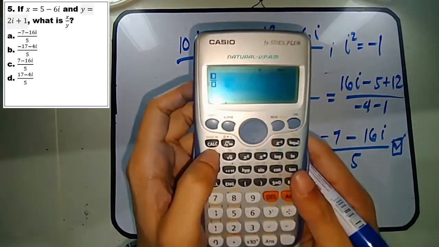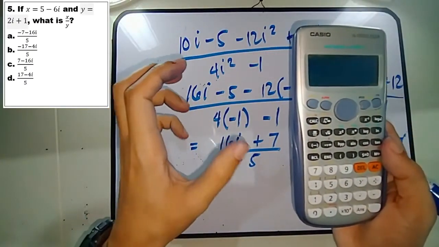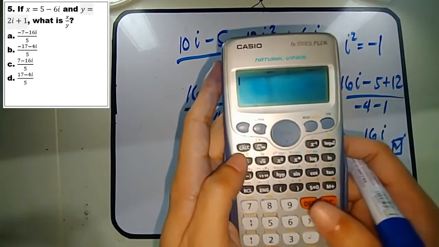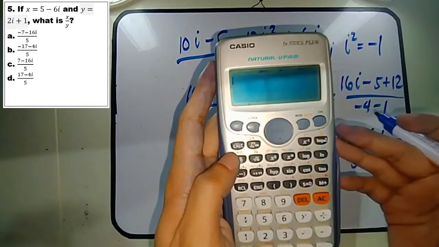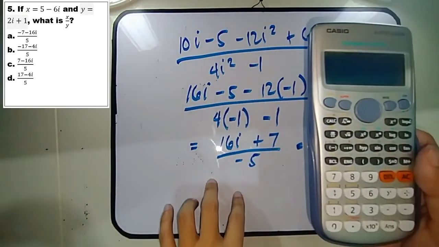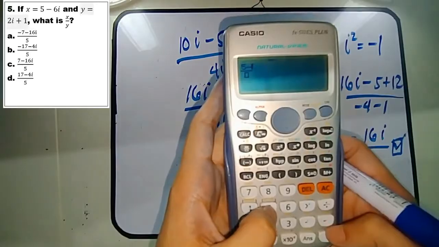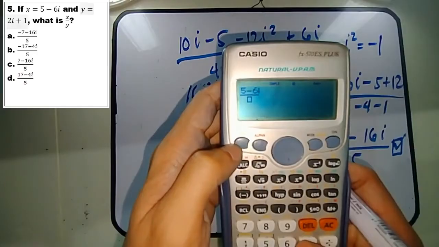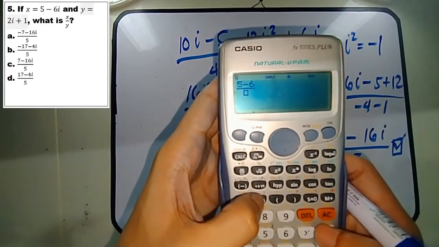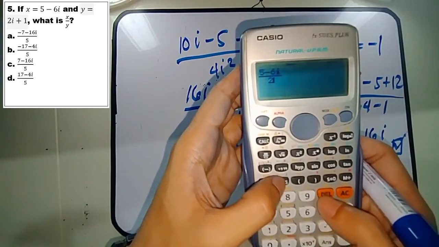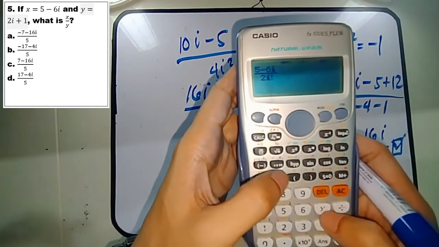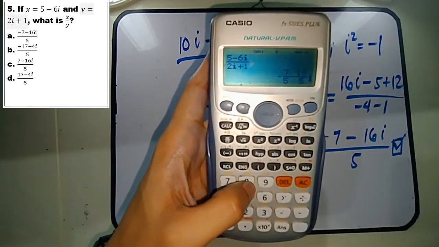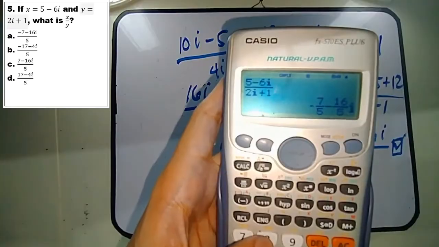Or guys, you can use your calculator. May Caltech naman siya guys, so don't worry. Para mas madali siyang isolve using your calculator, mode complex, 2. Na-discuss to guys sa calculator technique natin part 1. So 5 minus 6i, shift eng, I, all over 2i, shift eng plus 1. Just press equals, same answer tayo guys: negative 7 minus 16i all over 5.